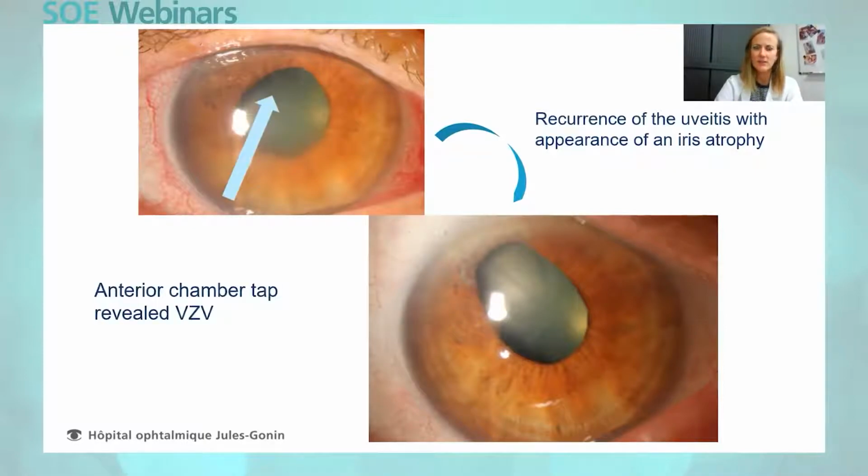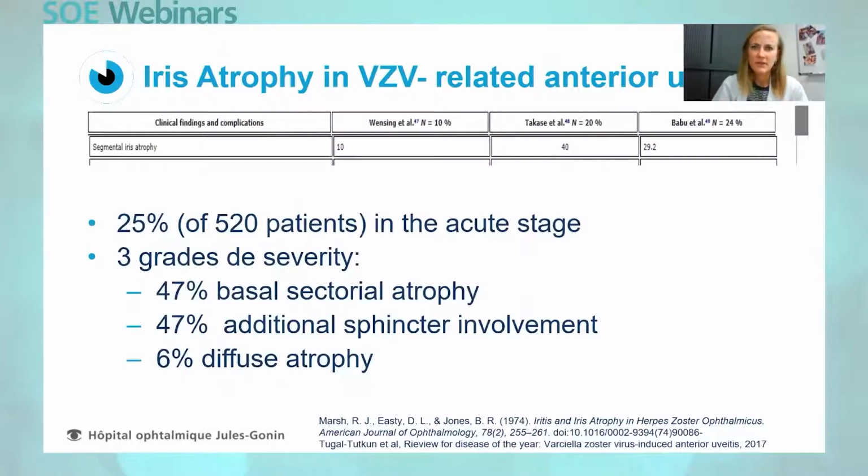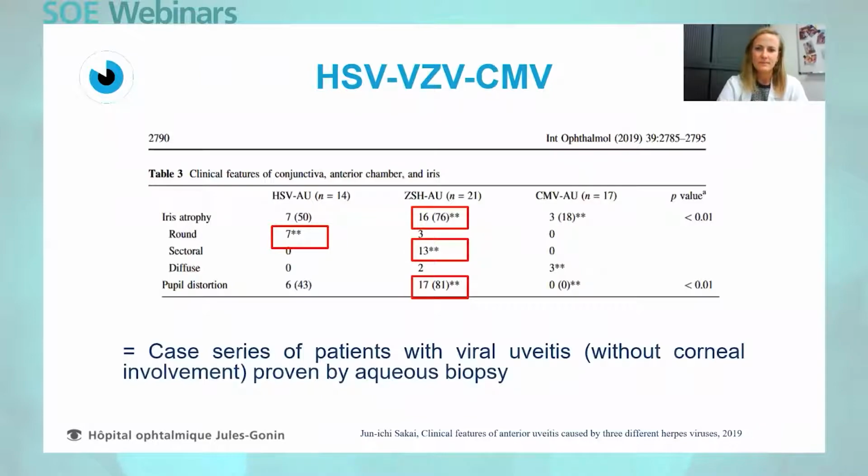So why is it so important to detect the early signs of an iris atrophy? Because iris atrophy is very frequent in VZV-related uveitis, 25% in the acute stage. It can be graded in 3 types of severity. It can be either only basal or have a sphincter involvement, or it can even be diffuse in 6% of the cases.